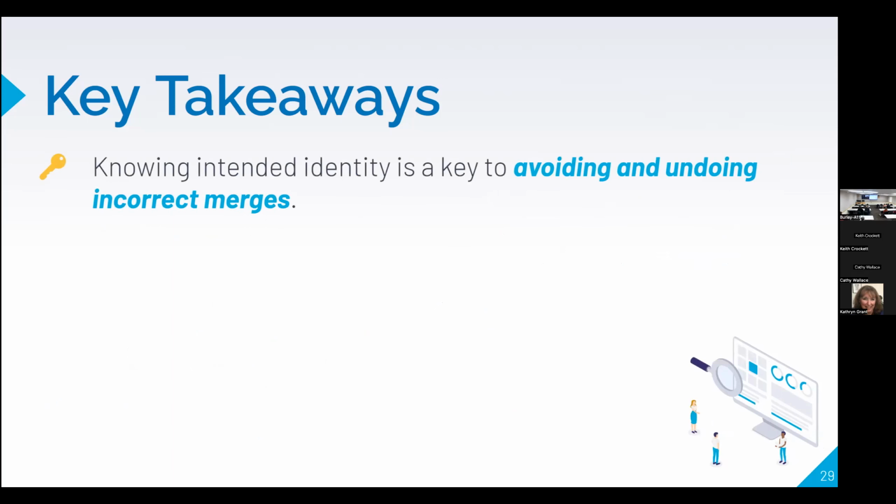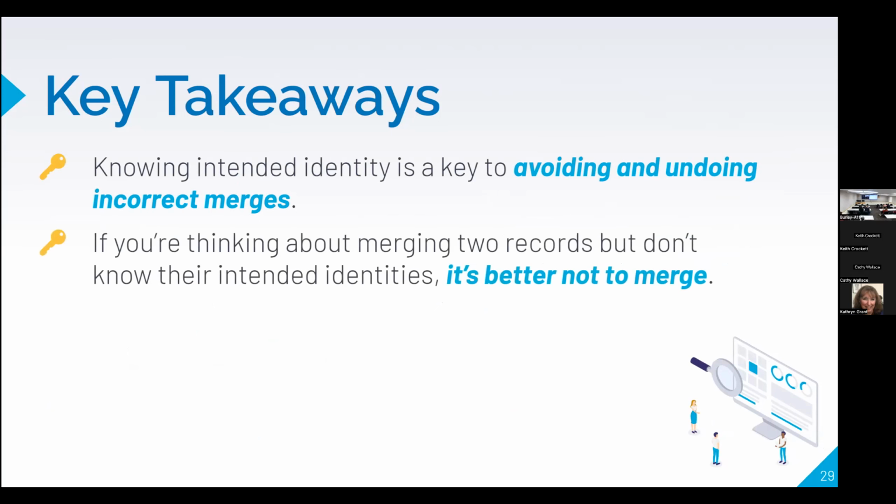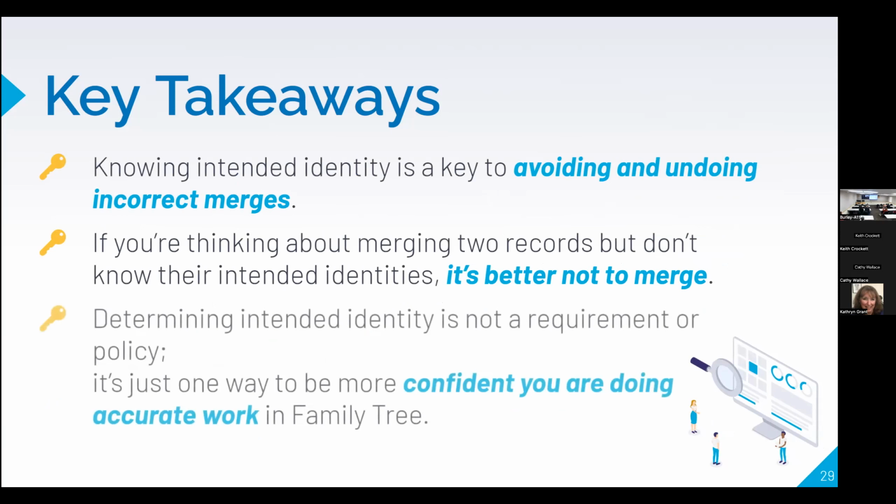Knowing intended identity is a key to avoiding and undoing incorrect merges. If you're thinking about merging two records, but you don't yet know the intended identity, it's better not to merge and get that identity figured out before you decide whether or not to merge. And this is the last thing, determining intended identity is not a requirement or even a policy. It's just one more way to be confident that you're doing accurate work in Family Tree.